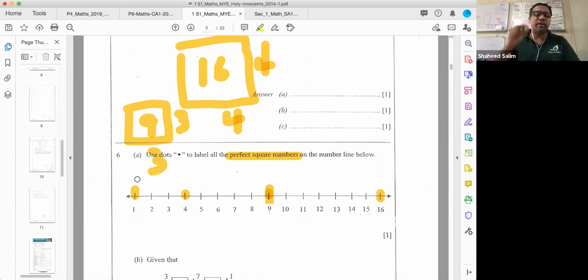Now, I ask you another question. Can you find numbers that are perfect cube over here? Perfect cube. Shafika, numbers that are perfect cube can be cube rooted.